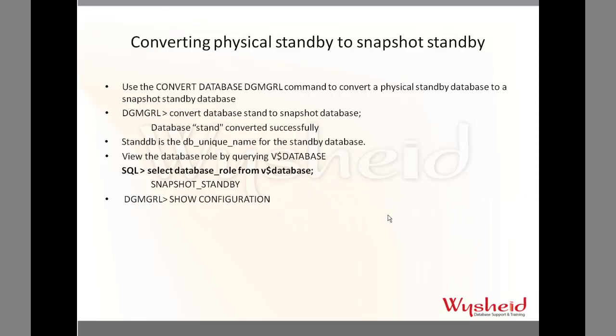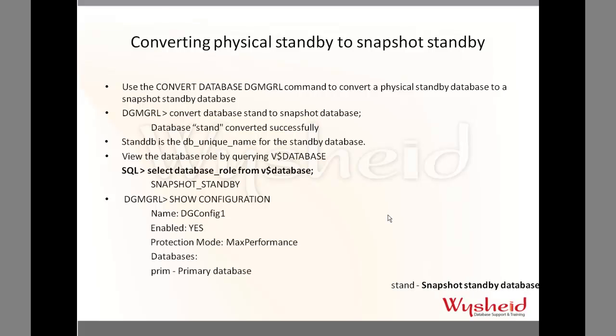Now, if you are issuing the show configuration command from the Data Guard broker command line tool, we can see that it is being updated as a snapshot standby database. In this example, prime is considered as the primary database and stand is shown as the snapshot standby database.